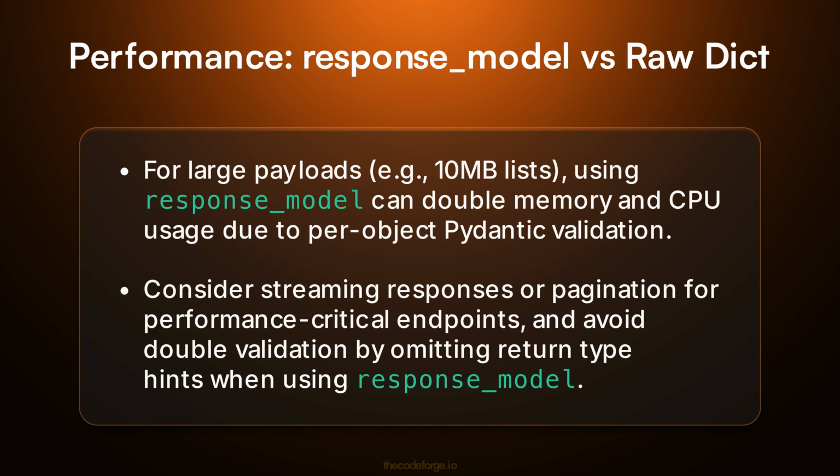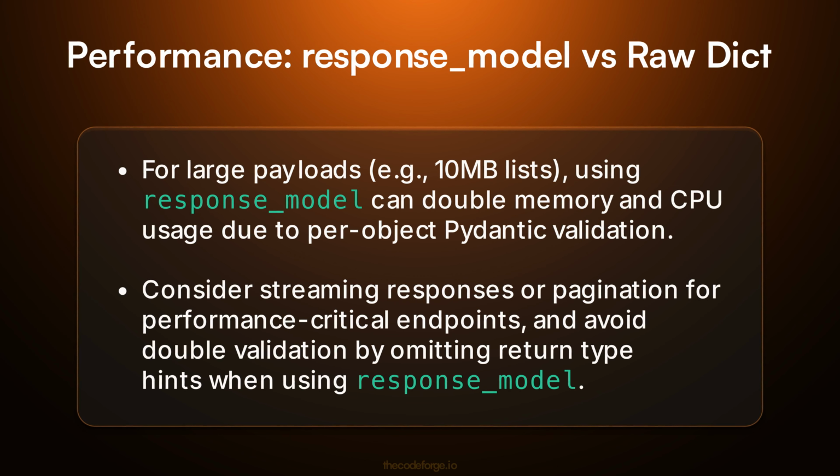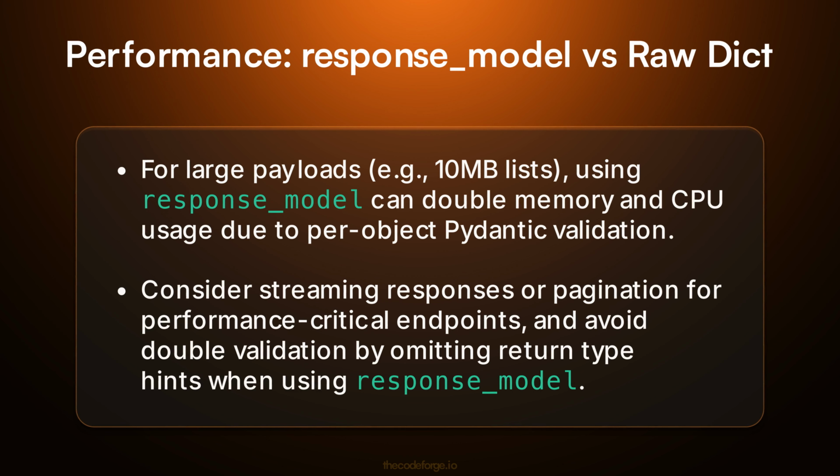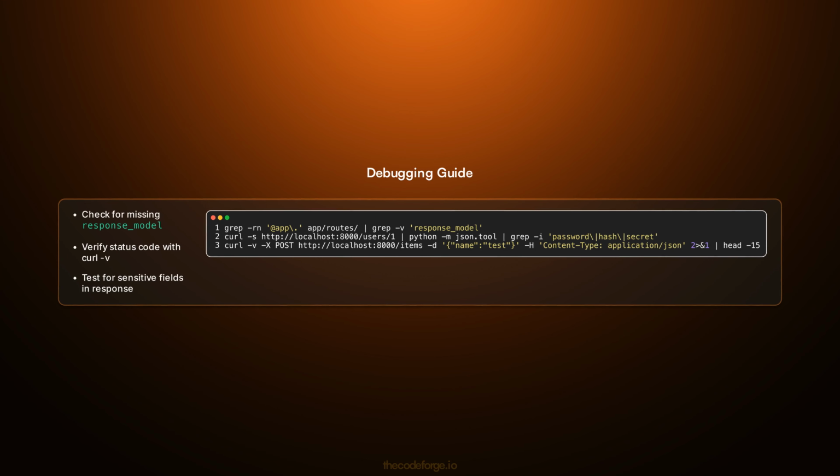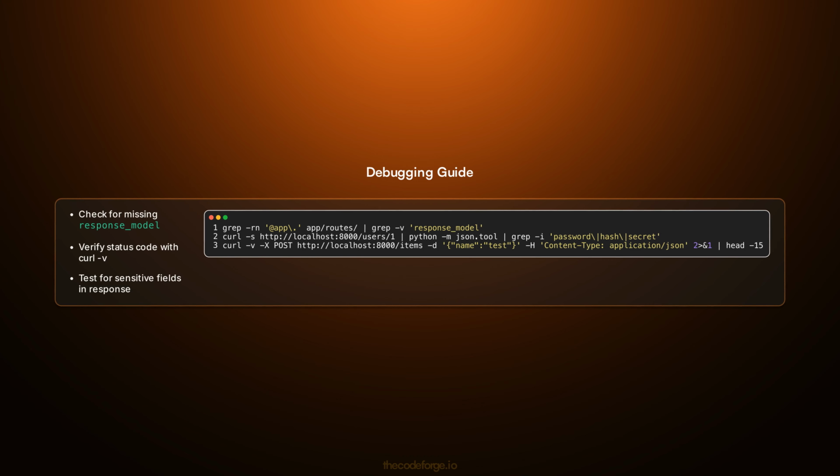For large payloads, e.g., 10 MB lists, using response_model can double memory and CPU usage due to per-object Pydantic validation. Consider streaming responses or pagination for performance-critical endpoints, and avoid double validation by omitting return type hints when using response_model. When your FastAPI responses are leaking data or returning wrong status codes, run these checks in order. First, search for endpoints missing response_model. Then, curl the endpoint and grep for sensitive fields. Finally, use curl -v to inspect the status code and headers.